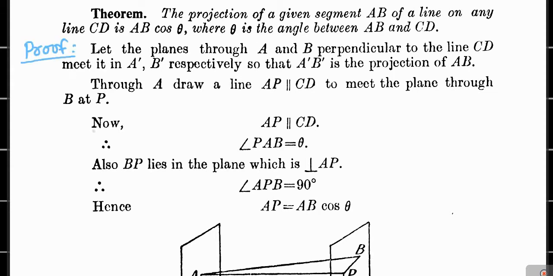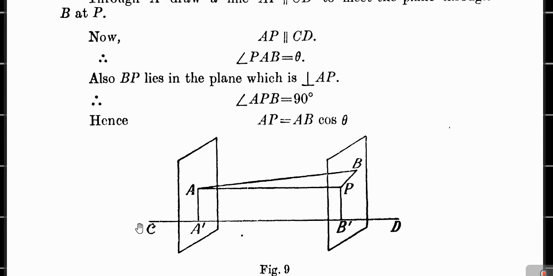So we'll prove this. For proving this result, first of all we'll draw a diagram, and the diagram is as such. So this is the line CD on which we want the projection of segment AB. This is segment AB, and we have to find out the projection of segment AB on the line CD. For that purpose, we draw a perpendicular plane passing through the point A, which is perpendicular to the line CD. Suppose that perpendicular plane intersects line CD at point A'. Similarly, through the point B, we draw a plane which is perpendicular to the line CD.